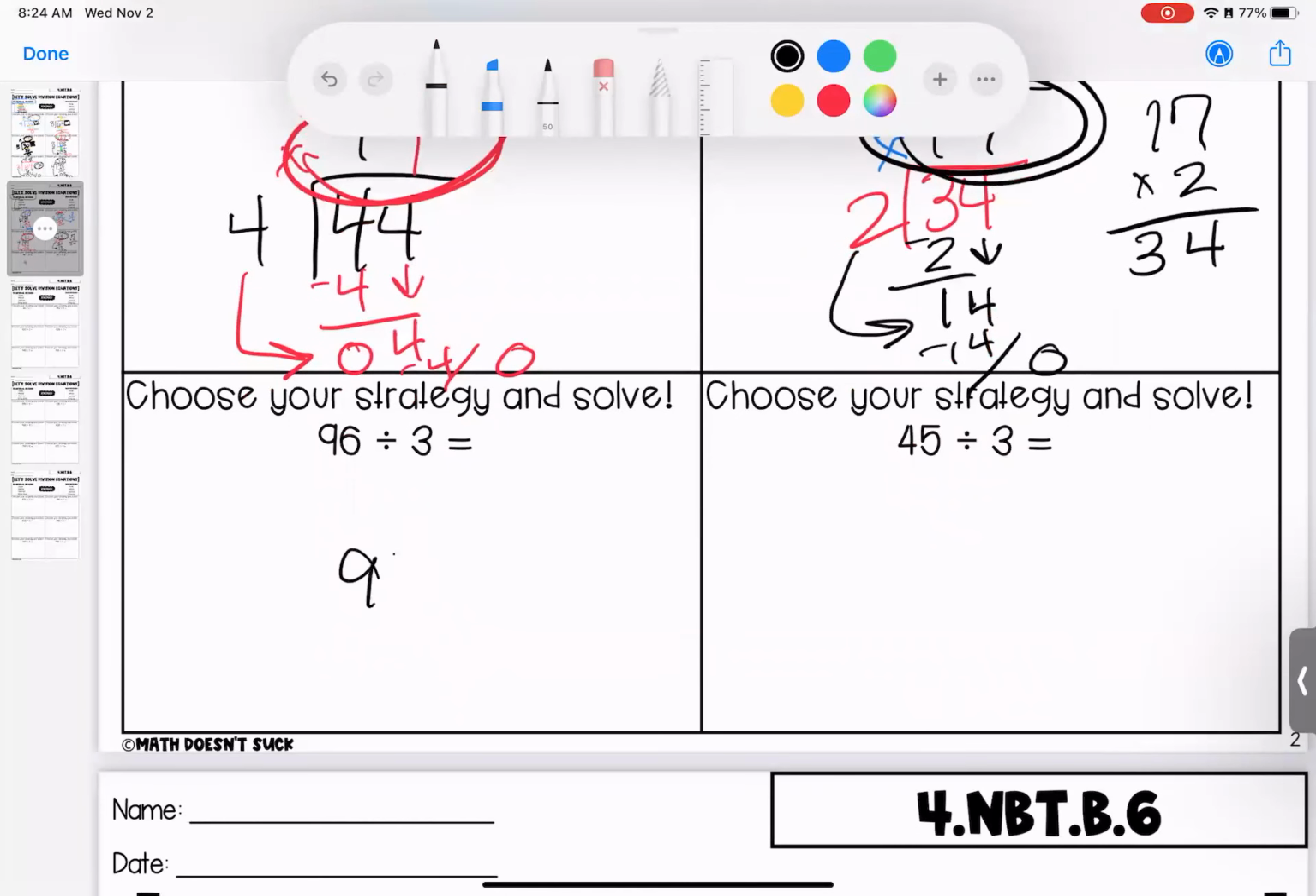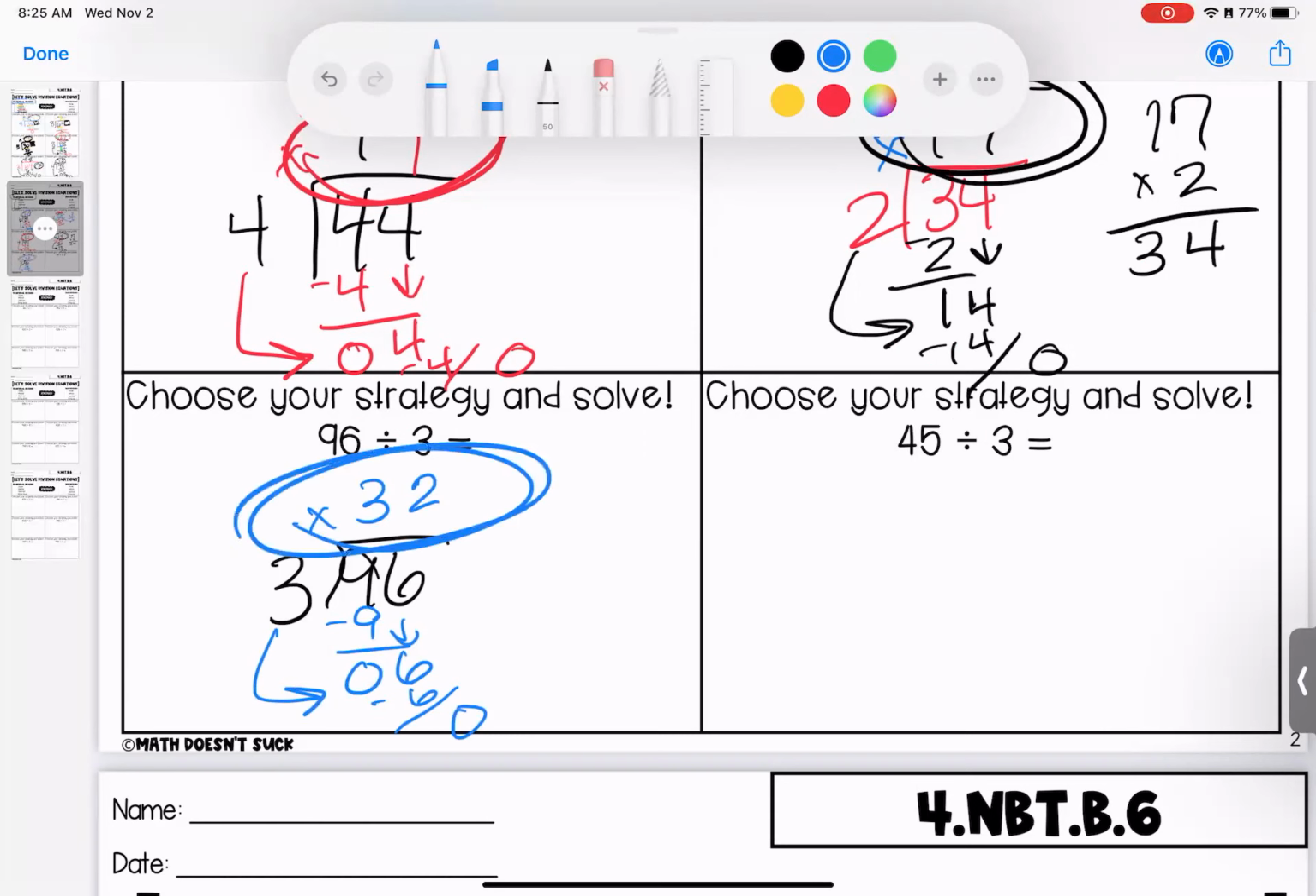Down here, 96 divided by 3. Does 3 go into 9? Absolutely. It goes in 3 times, because 3 times 3 is 9. We subtract. 9 take away 9 is 0. Bring it down. We have a 6. Start again. Does 3 divide into 6? Absolutely. 2 times, because 2 times 3 is 6. We subtract. 6 take away 6 is 0. Answer is 32.